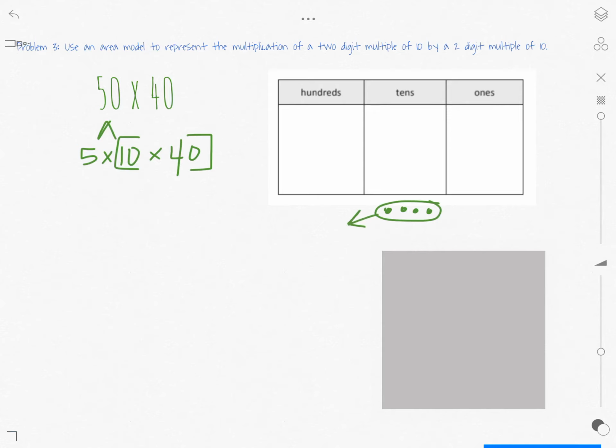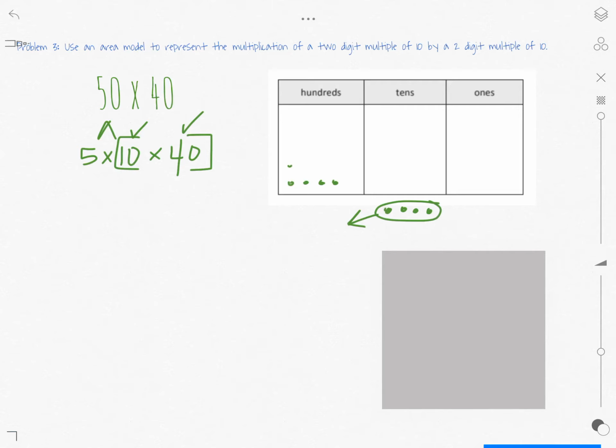And when I multiply by 10, I'm going to end up with 4 in the hundreds place. So I've shown 40. I've multiplied by 10. Now I've got to multiply by 5. So I've got to make 5 groups of 4.